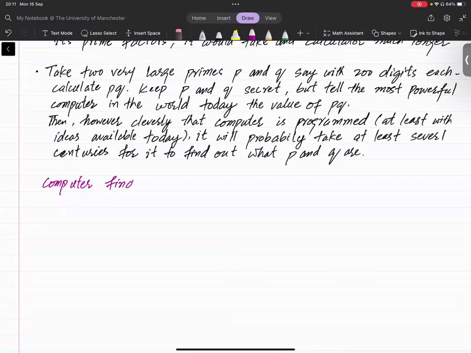Computers find factorization of large numbers difficult. Perfect. So here we will end this part of the introduction, and then we will talk about the RSA codes, encoding, and then decoding. Okay.